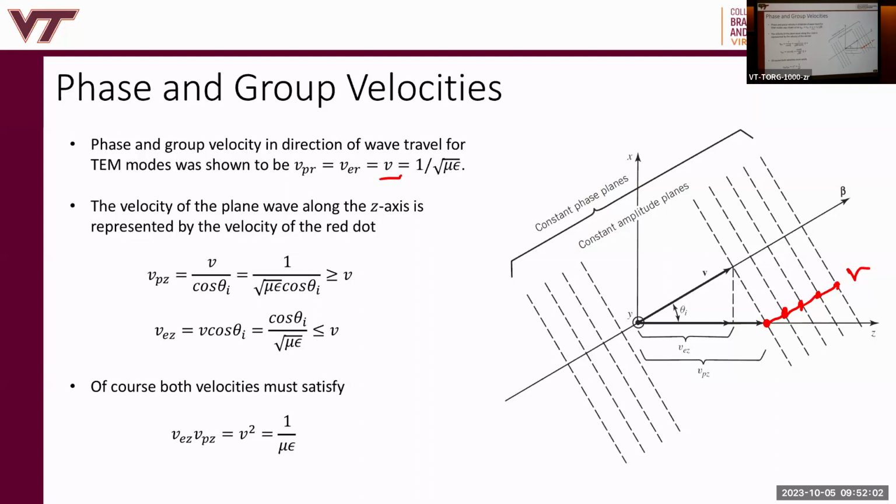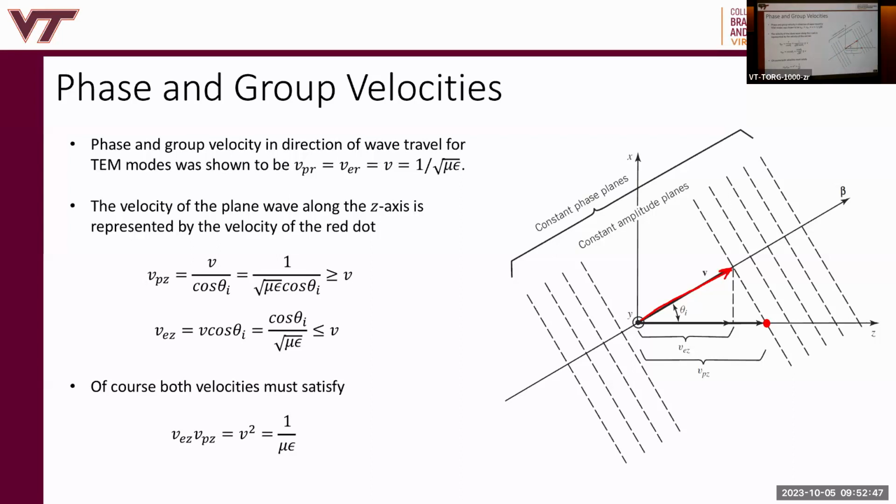But what about the velocity of this point on the wave as it travels along the z direction? It's going to be some projection of that. You call that the velocity along the z-axis. The phase velocity of the plane wave along the z-axis is represented by the velocity of this red dot. So if you follow this point along the z-axis, then what you will see is that it's v, this vector. I can define a vector v, which has components along the z and the x-axis, and the magnitude of that vector is the velocity of the plane wave, the TEM mode.